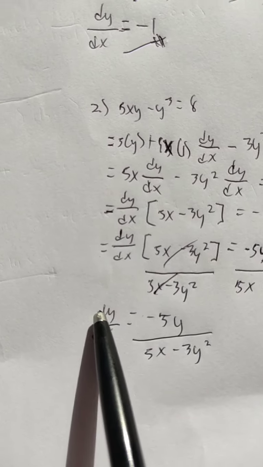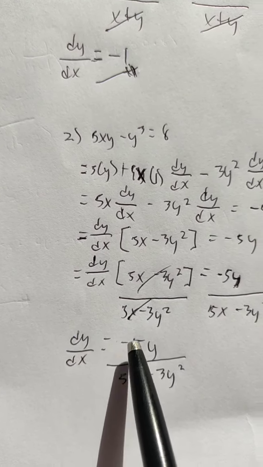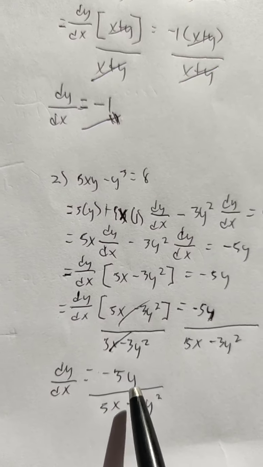So dy over dx would be equal to negative 5y all over 5x minus 3y squared.